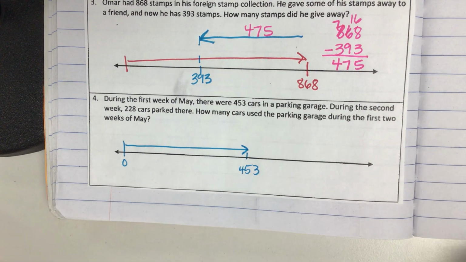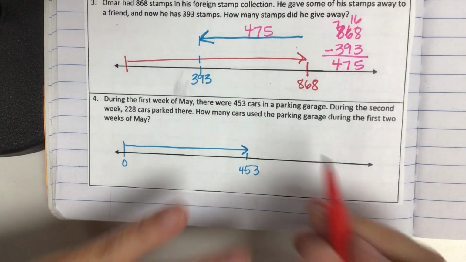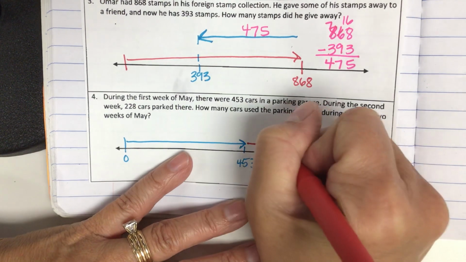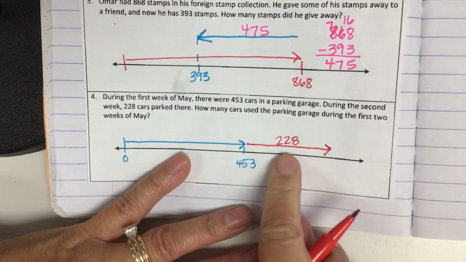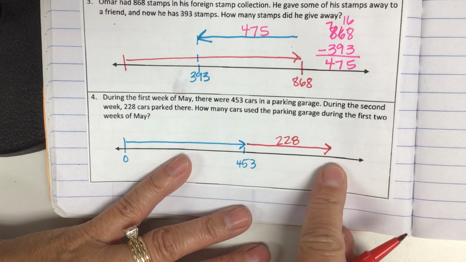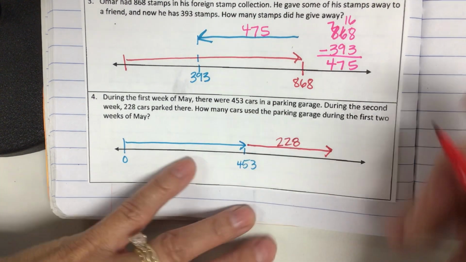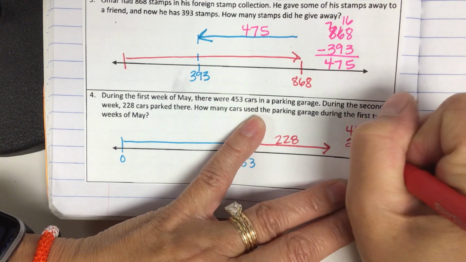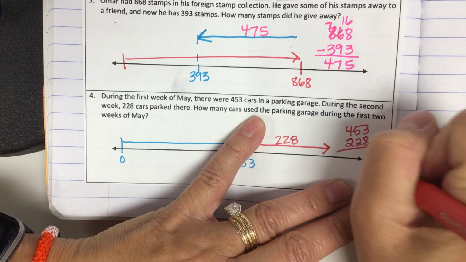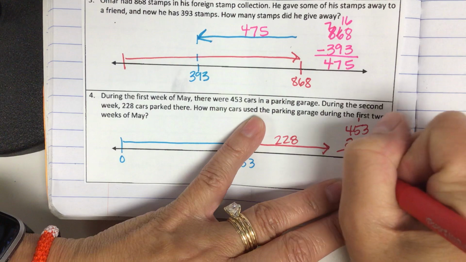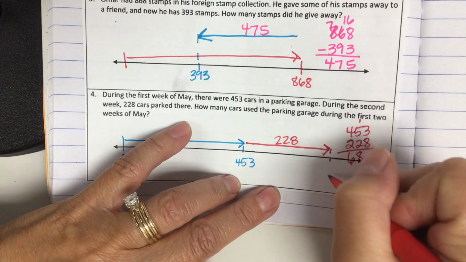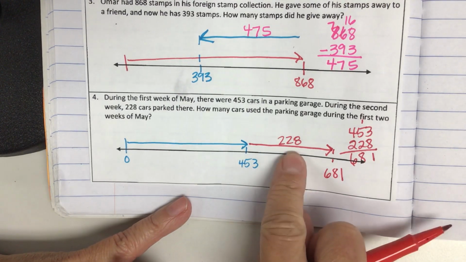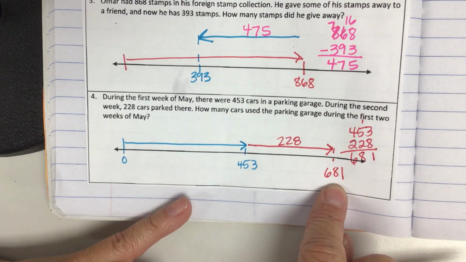Well, if I want the total for both weeks, then I'm just going to start there. And this amount is 228. To find this total, I would add those two numbers, 453 plus 228. This end number is 681, and that makes sense that 453 plus 228 would equal 681.